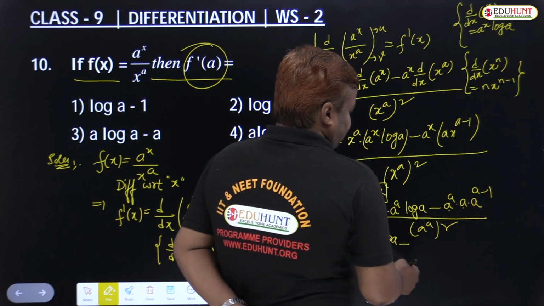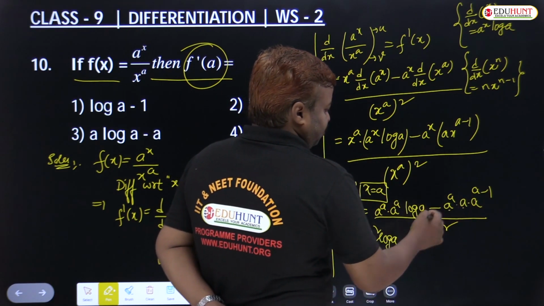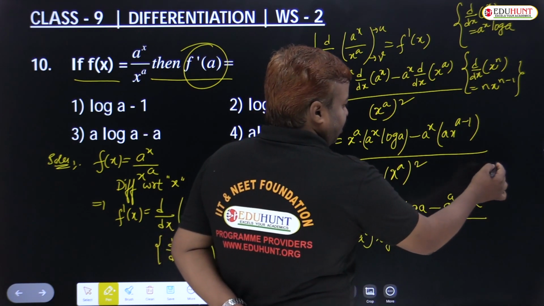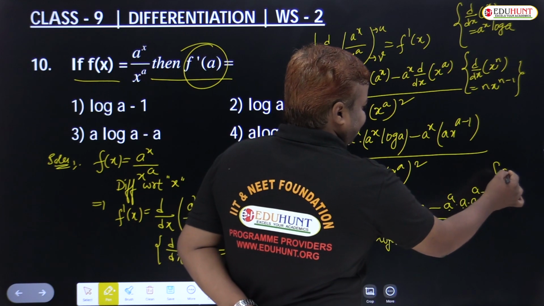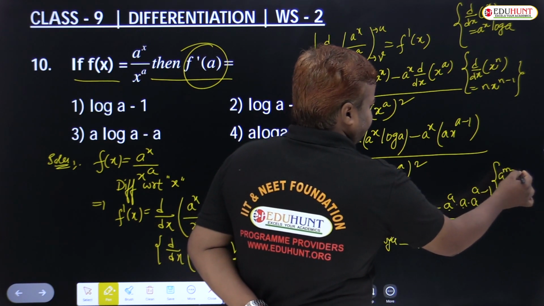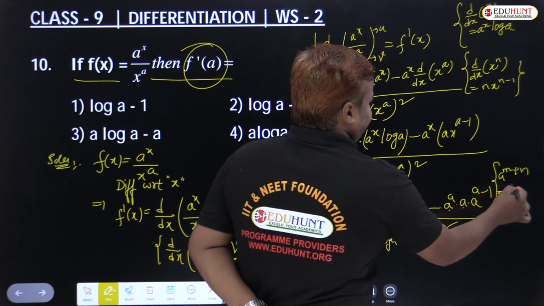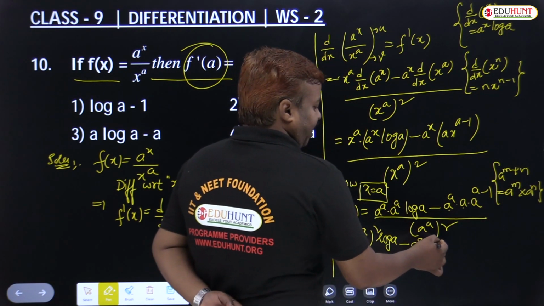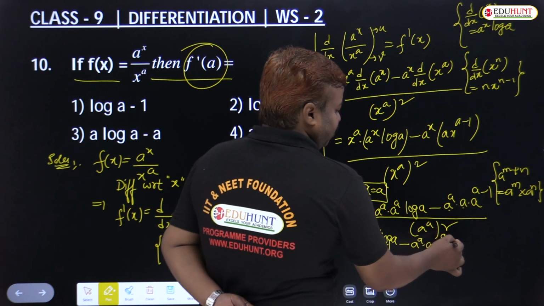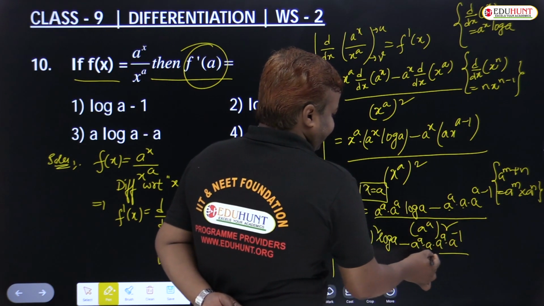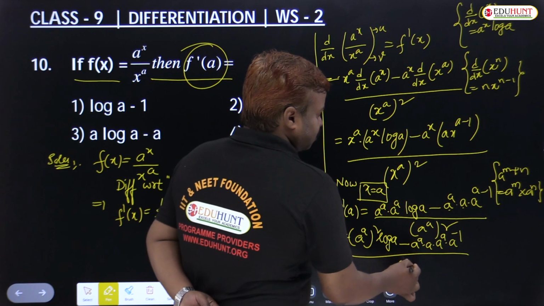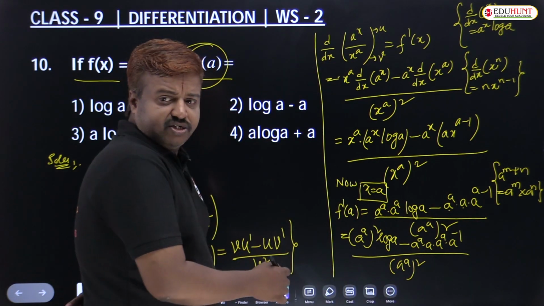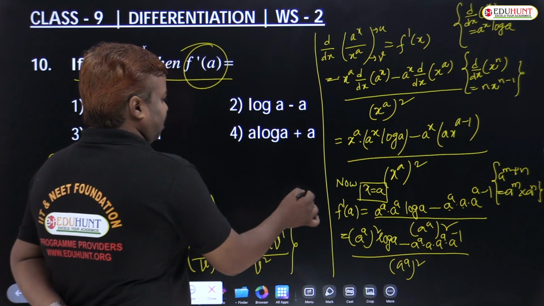You can see that a power a into a power a, a power m into a power n is a power m plus n. Now you can write a power a into a inverse divided by a power a whole square. Now the next continuation I am writing here, from this last step.